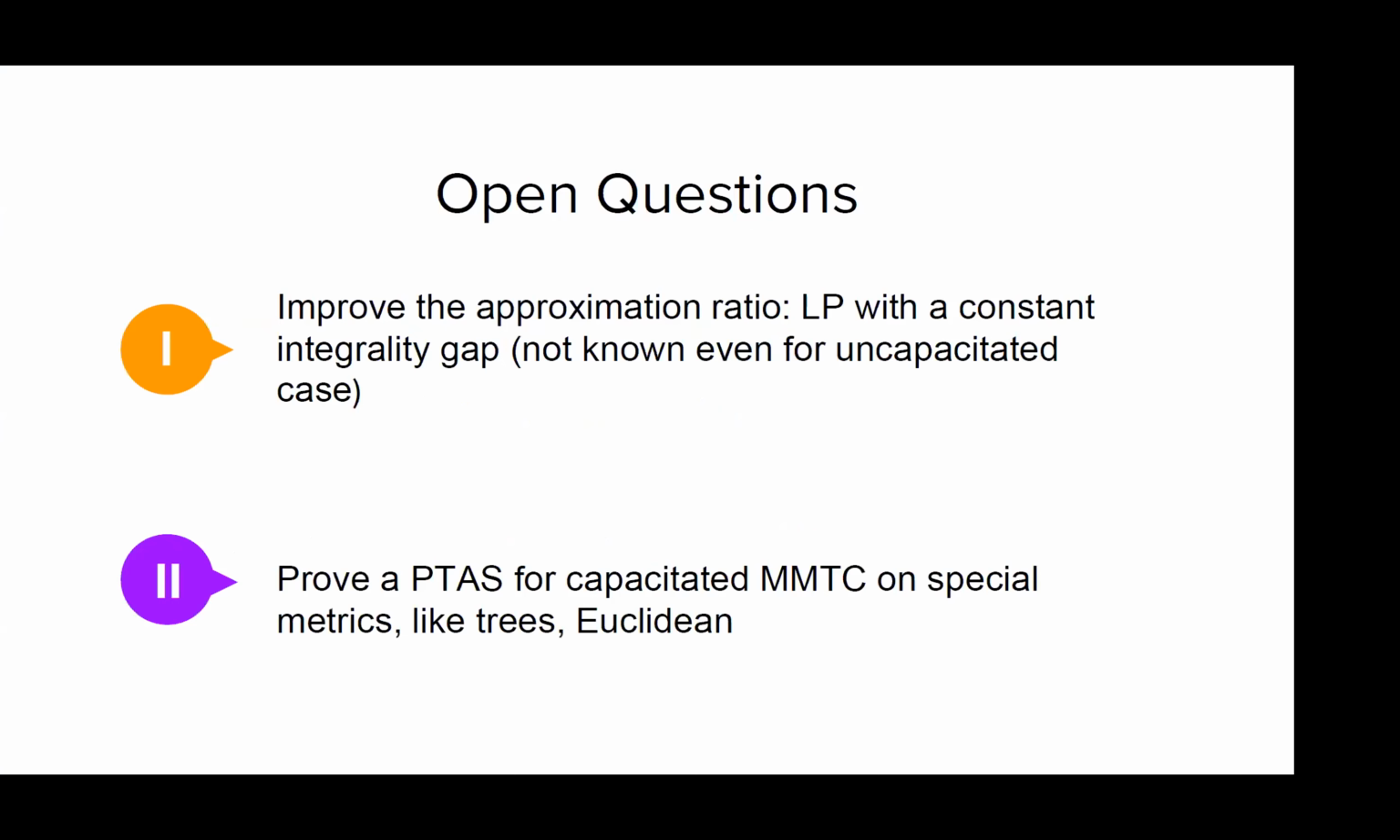Let me end with a couple of open questions. The first would be to improve the constant, which is quite large right now. It's close to 200. An LP with a constant integrality gap might be an interesting direction. The other would be to prove a PTAS for special cases like tree metric or Euclidean metric. There is a PTAS known for the uncapacitated version on the tree. It's quite a recent result, so one might be interested to see if we can do this in the capacitated case. Thank you for listening.